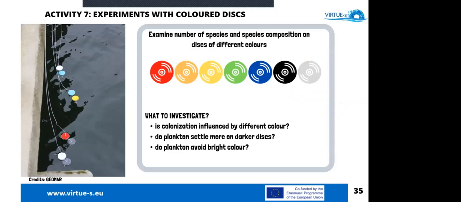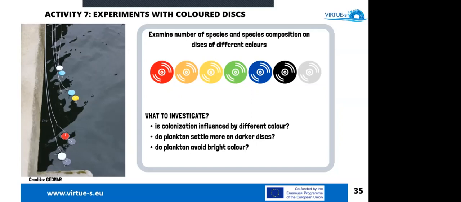In the following slides, I will present 2 experiments that were done at the GEOMAR Helmholtz Center in Kiel, Germany, and they can give you inspiration for activities on biofouling in your classroom. So the first experiment is an activity with colored discs to examine the dependence of the number of species and species composition of phytoplankton communities on disc color.